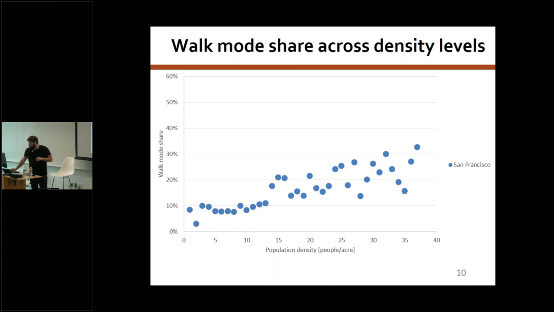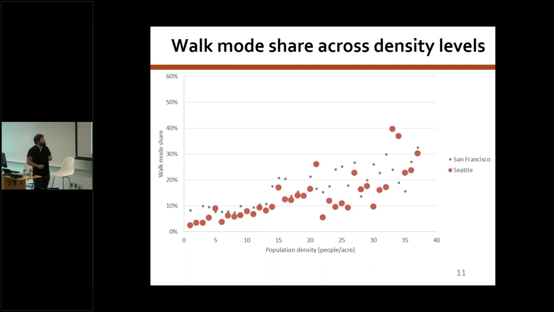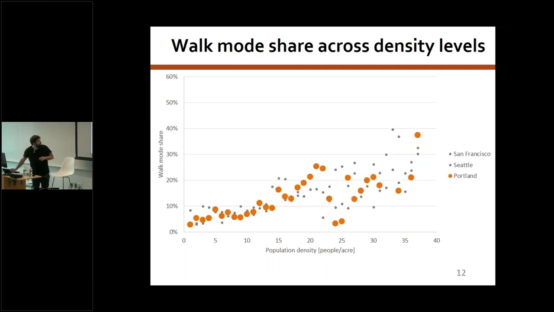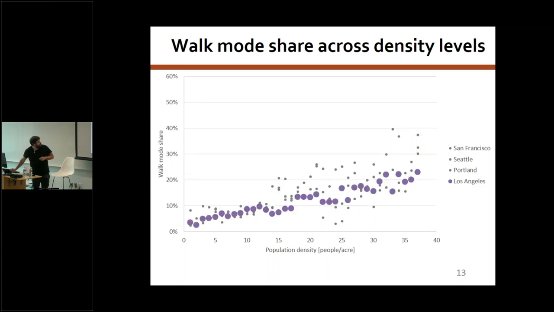When we look at other cities, for example this is Seattle, again you see less noise at first, and then you see more variation. Again, you see this in Portland, in Los Angeles. It's interesting how Los Angeles seems almost like a line, and that could also be because Los Angeles has such a big sample that it has very little noise.